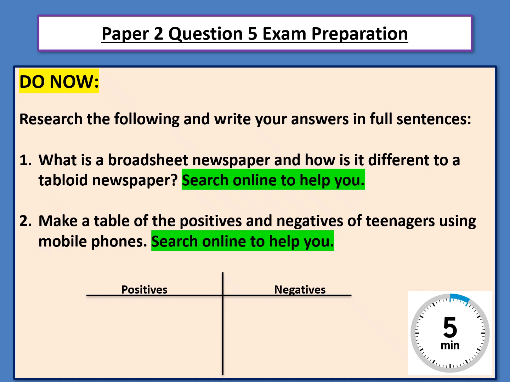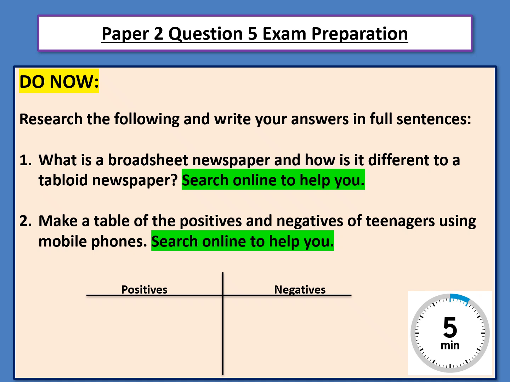So this will allow the student to engage with the format of a broadsheet, what goes into it, and start to think about the possible audience of a broadsheet newspaper. And then to gather some ideas that they can use in their article later on for positives and negatives, I've encouraged them to make a table and do some online research into positives and negatives of teenagers using mobile phones. Hopefully this will allow them to draw on these ideas when they come to plan their article later on.